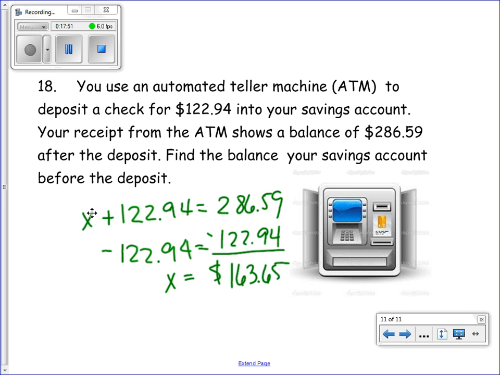So your balance in your savings account before your deposit was $163.65. Recapping of this lesson, you added, subtracted, multiplied, and divided with decimals. You used your rules with negative and positive to make sure that your answer was correct.